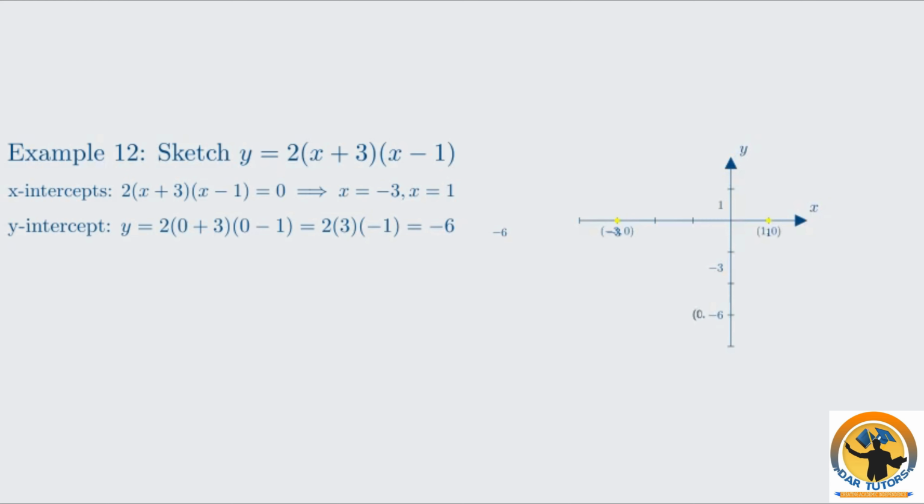Now we can sketch the graph. We plot the x-intercepts at negative 3 and 1, and the y-intercept at negative 6. Then we draw a smooth, upward opening parabola through these points. The axis of symmetry is midway between the x-intercepts, at x equals negative 1.